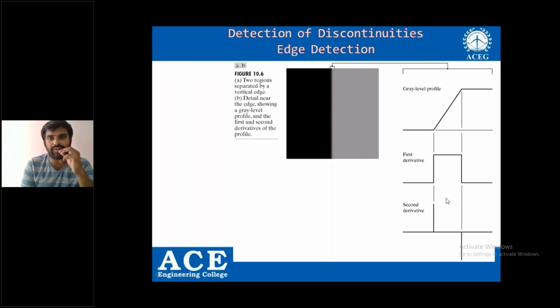So here, for example, how do you identify? If I take the first derivative, it is the gray level profile.